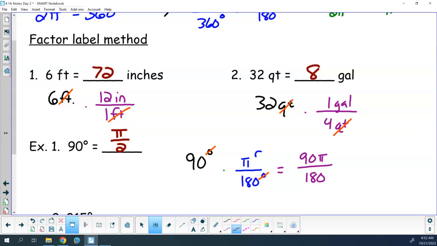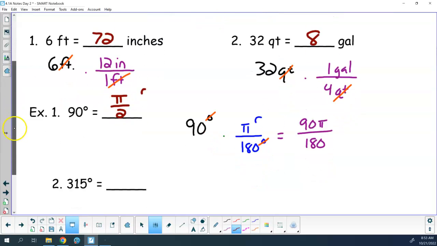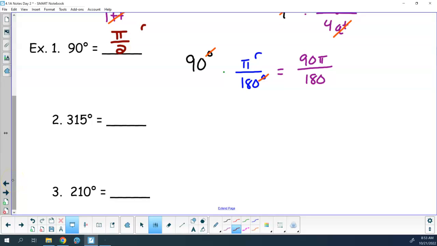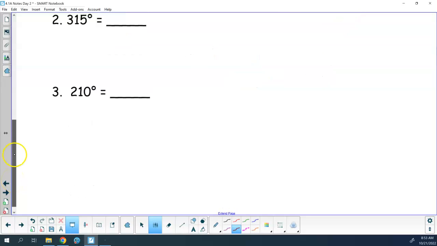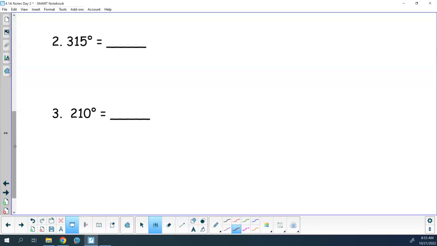Whenever we see the pi, we assume that it's radians. But you could also put the little r up there if you wanted. But if we see pi, we know we're talking radians. So we don't necessarily like that little r symbol. Not necessary for us. Okay? So with that being said, convert me 315 degrees and 210 degrees.